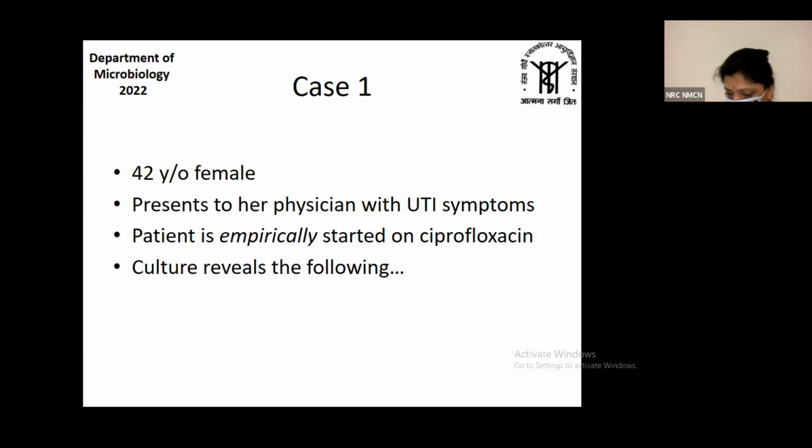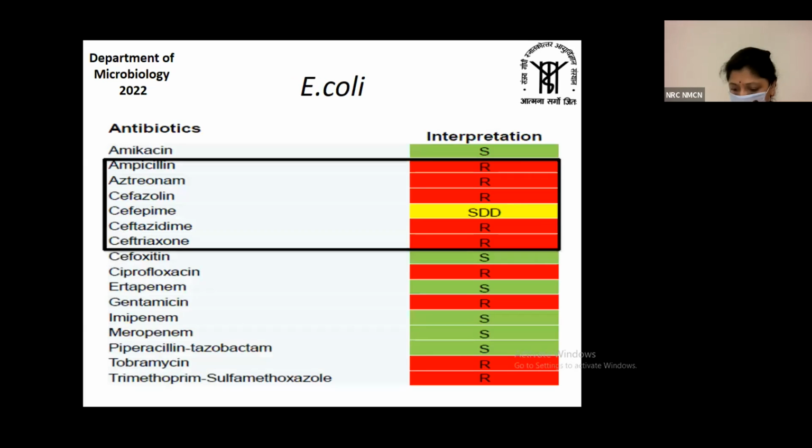Okay. So this is an example of a case where there is a classic presentation to the OPD of a 42-year-old female who presents with fever and burning micturition. And she is a classic case of community acquired UTI. Because she has symptoms of classical UTI, she's empirically started on ciprofloxacin, which is a quinolone. The urine sample is sent for pus cells and culture. And this is what the microbiology report tells us after 48 hours.